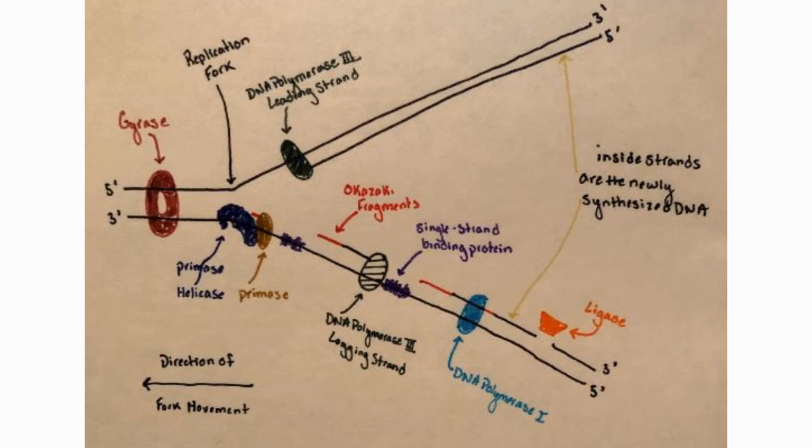This is where ligase comes in. The nicks are sealed by ligase, which is an enzyme. Ligase catalyzes the formation of the phosphodiester linkage between the 3' OH end of one nucleotide and the 5' phosphate end of the other fragment. This allows DNA to be formed in the 5' to 3' direction.